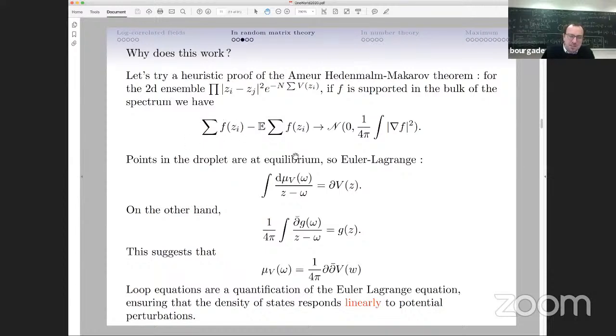then you may ask about the analog of the Strong Szegő theorem. What is the Laplace transform of the linear statistics of some test function F? I take F supported in the bulk of the spectrum. It makes life much easier here. So they prove that it converges to the Gaussian free field, to a Gaussian random variable with variance given by the integral of the gradient squared. I want to explain why, just in two equations. Okay.